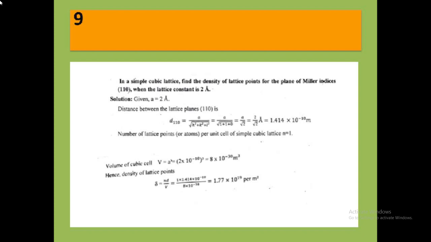Volume of the cubic cell is equal to a cube, which is equal to 2 into 10 to the power minus 10 the whole cube, which is equal to 8 into 10 to the power minus 30 meter cube. And density of the lattice points delta is equal to n into d upon the volume. Already n is equal to 1, therefore 1 into 1.414 into 10 to the power minus 10 divided by 8 into 10 to the power minus 30, which is equal to 1.17 into 10 to the power 19 per meter square.